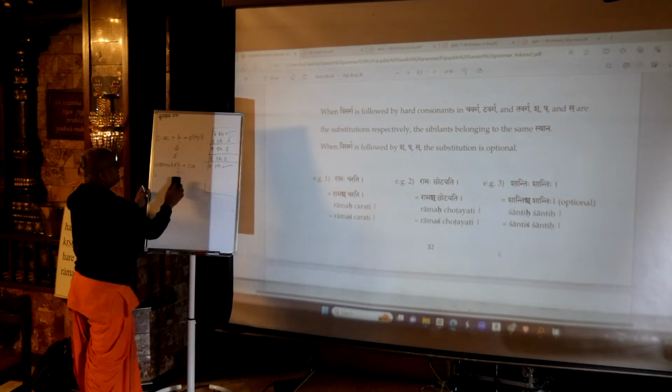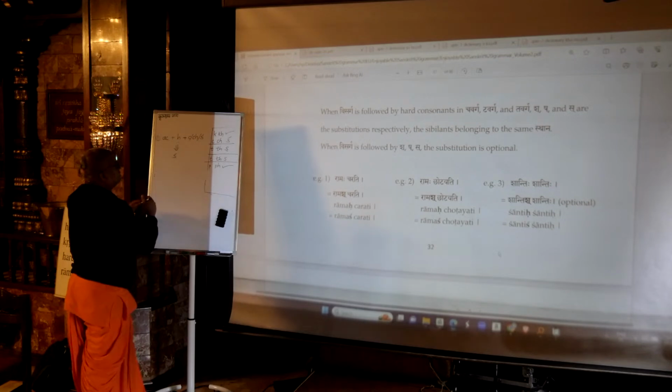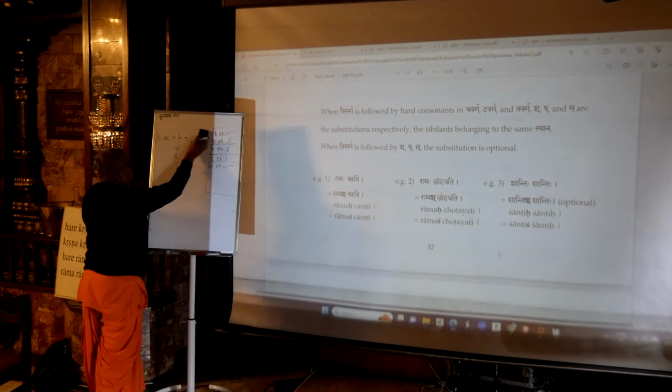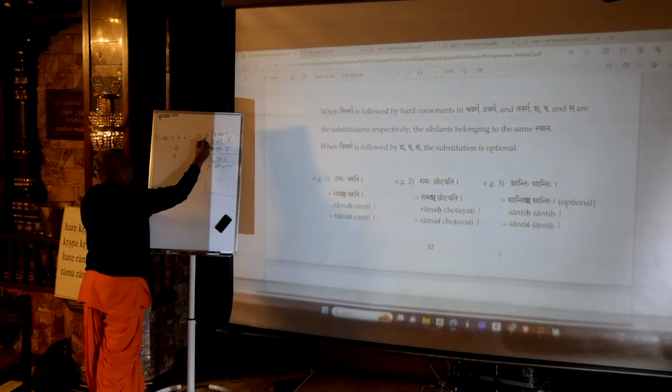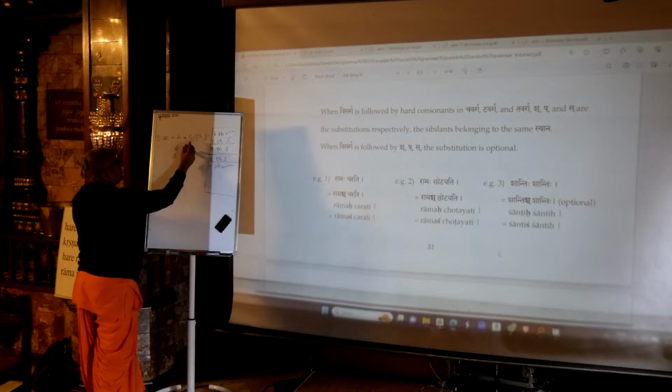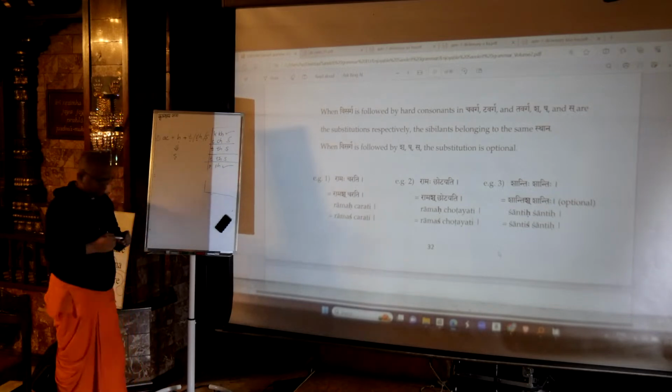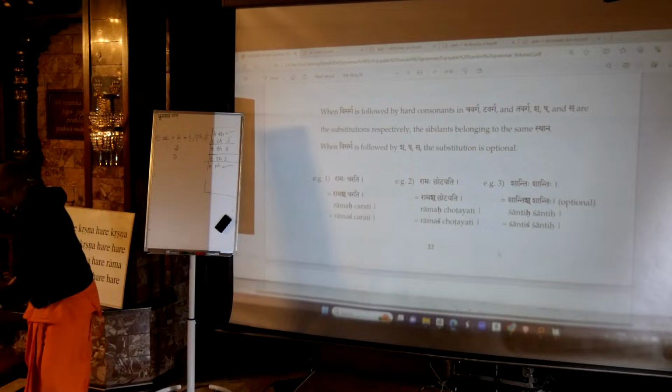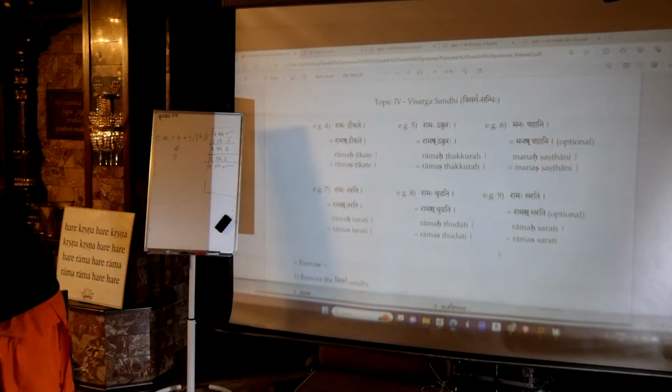When it comes to ta, tha, now we come to the next one. Ta, tha, and sha. Ta, tha, sha. What happens? The hakar turns into shakara at the last one, like that. So you can see the examples, simple examples.